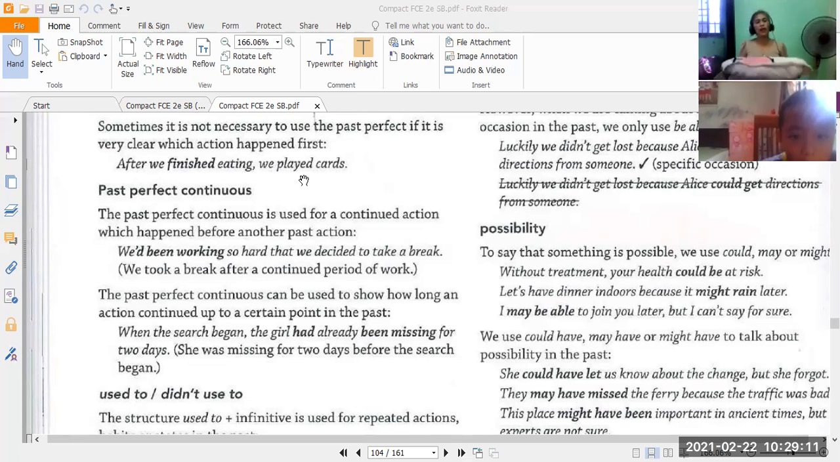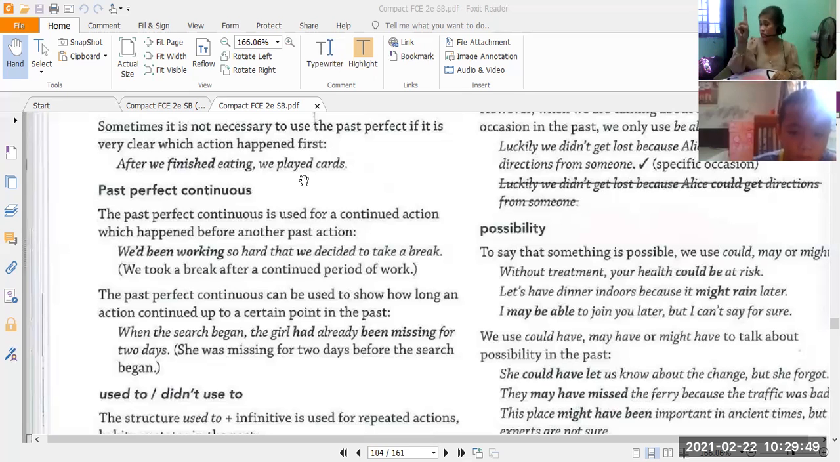Okay. And you will ask, teacher, what makes it past perfect continuous? Why, teacher Anne? Why? Okay. Because first, the explanation for this is when we see past perfect continuous, again, it is a continued action. It's past tense because we are talking here about the past. Continued action which happened before another past action. So before the past action is done, there is another past action that happened before.